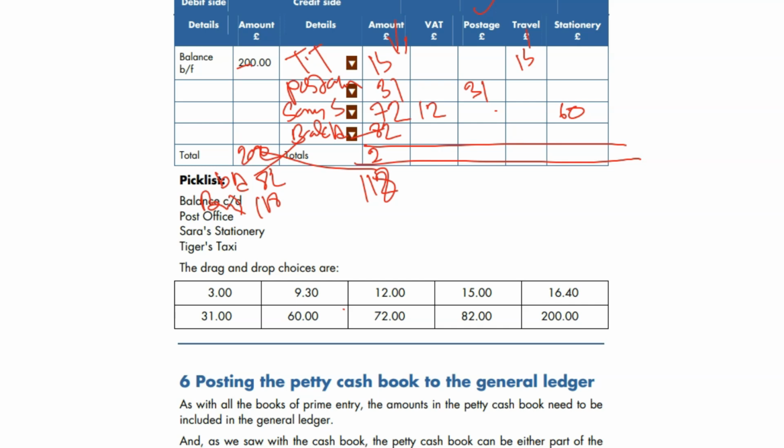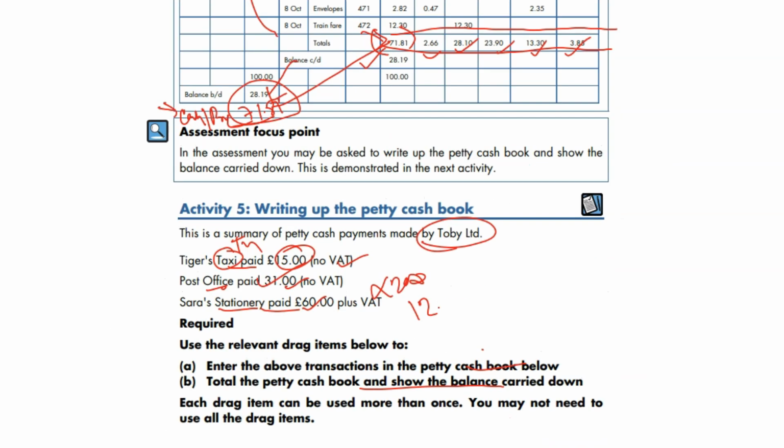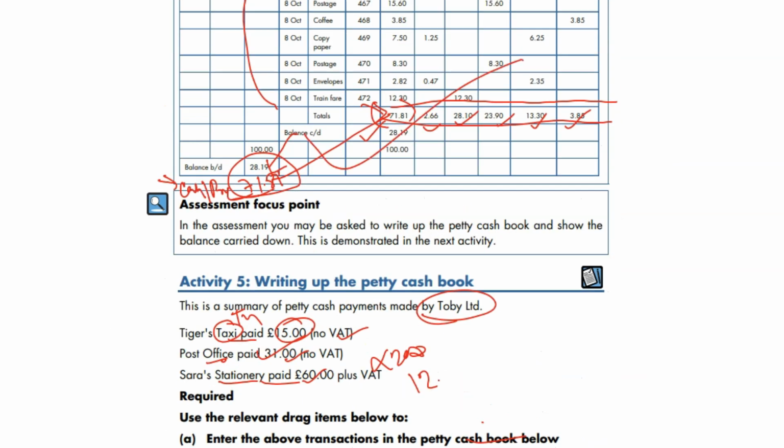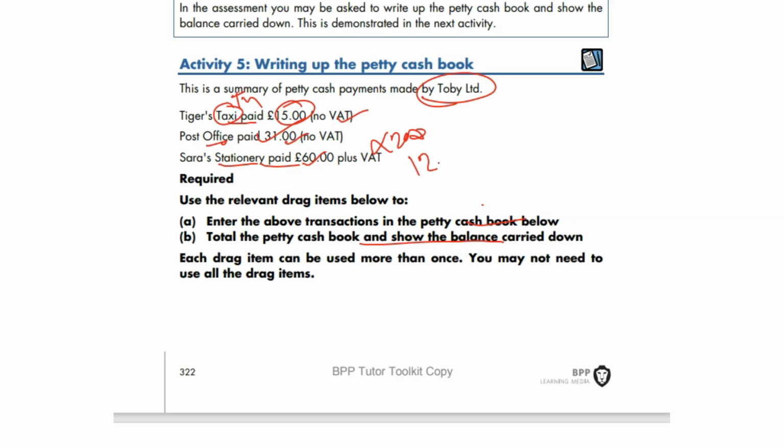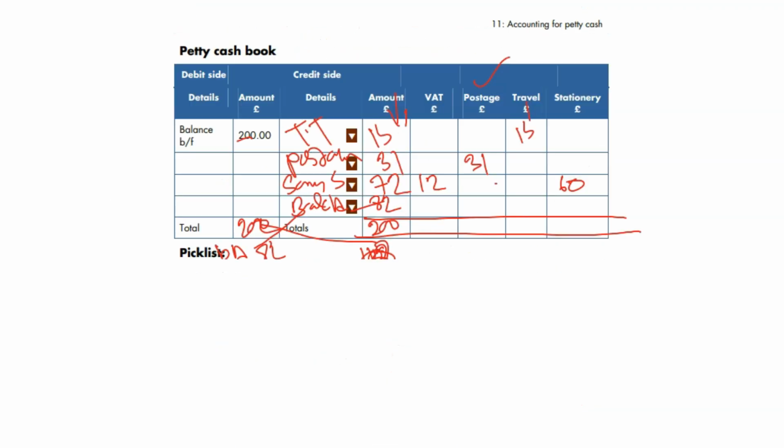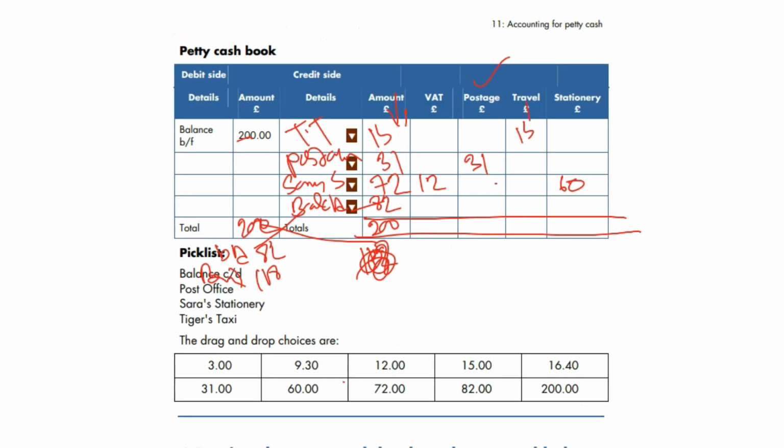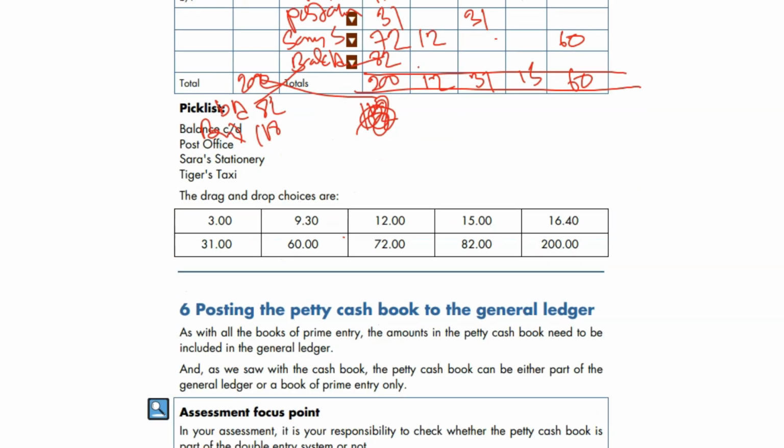But for the imprest, we've got to write here 200, not 118. Keep it in your head. This is a smaller one. The earlier one was a bigger and better one. This is a good presentation. But whatever way it comes in the exam, you need to keep your concept clear and write it down. So what are the totals? 12 here, 31 here, 15 here, right? And 60. Oh, that's it. They even give us the pick list. You can choose and pick from the pick list.